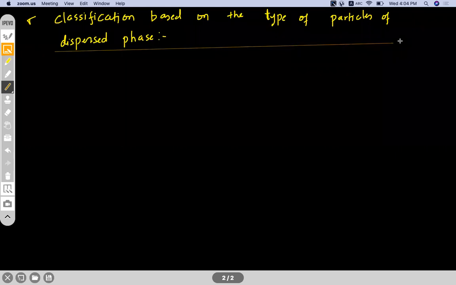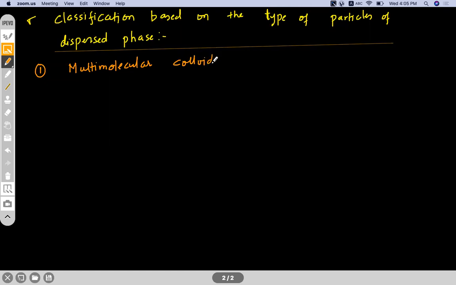Okay. So based on this, basically we have three types of colloids. One is multimolecular colloids, macromolecular colloids, and associated colloids. I'll write down this one by one. Just a second. Write down the first type. We have multimolecular colloids.